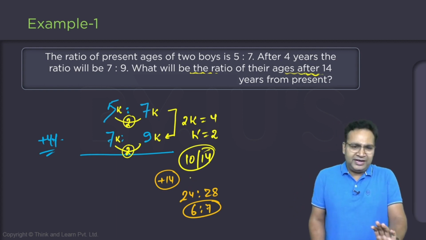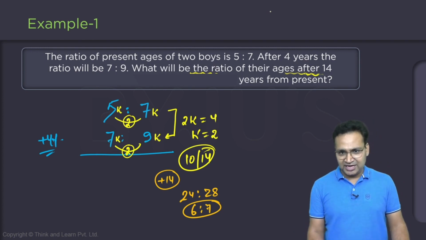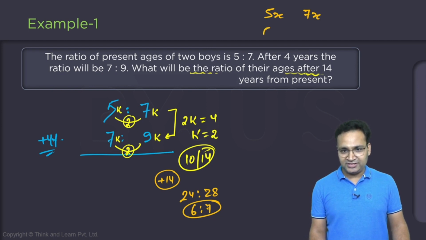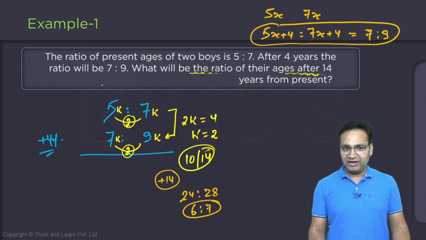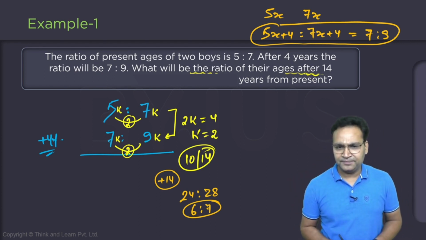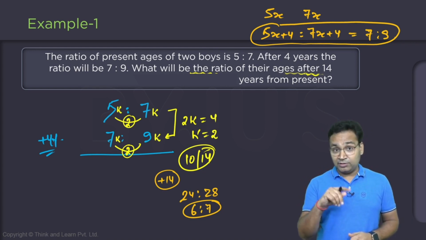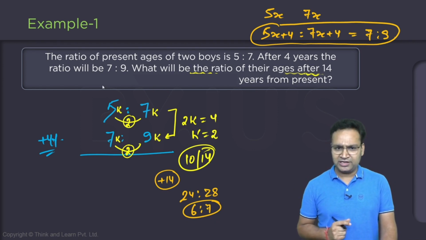One approach. Let's say you don't want to do it this way. You can say the present ages are 5x and 7x. After 4 years, the ages will be 5x plus 4 and 7x plus 4. And this ratio is actually given as 7 ratio 9. So I can solve this equation, get the value of x from here, and then proceed. That's another way. Do you remember the double cross method we discussed during the ratios class? Do you?